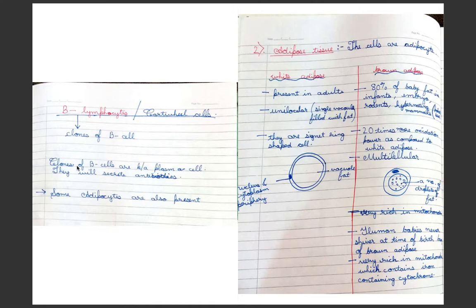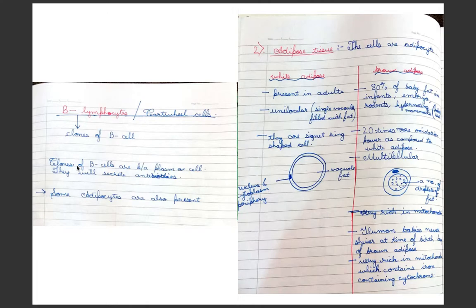Now, adipose tissue. Main cells are adipocytes here. Also of two types, white and brown. White is present in adults, unilocular, that is a single vacuole filled with fat. It is a single signet ring shaped cell, and 90% of it is fat vacuole, and the rest has nucleus and cytoplasm in the periphery. Brown adipose is present in 80% of baby fat, infant fat, and embryo, and rodents, and hibernating mammals like polar bear.